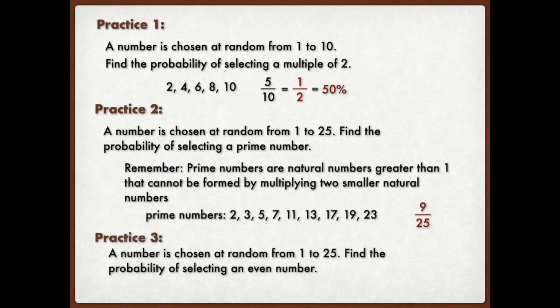And here's another practice. A number is chosen at random from 1 to 25. Find the probability of selecting an even number. Okay, so our denominator, 25, even numbers, well, you're going to have to count 2, 4, 6, 8, 10, 12, 14, 16, 18, 20, 22, and 24. Okay, so there's a total of 12 of those out of 25.